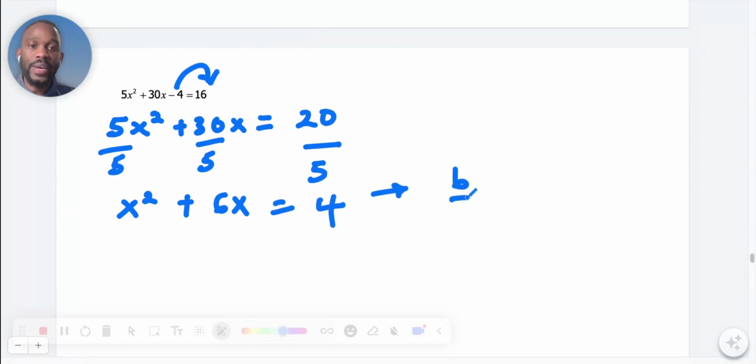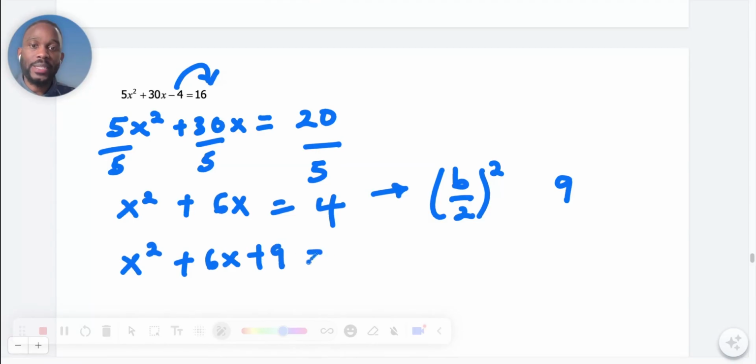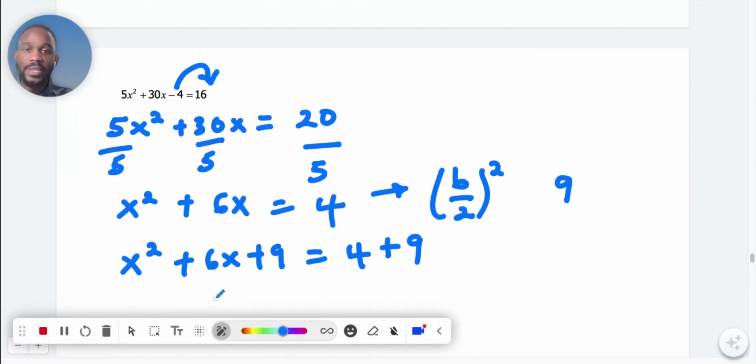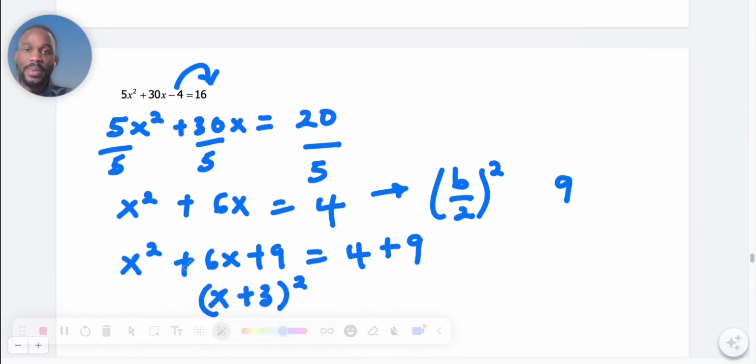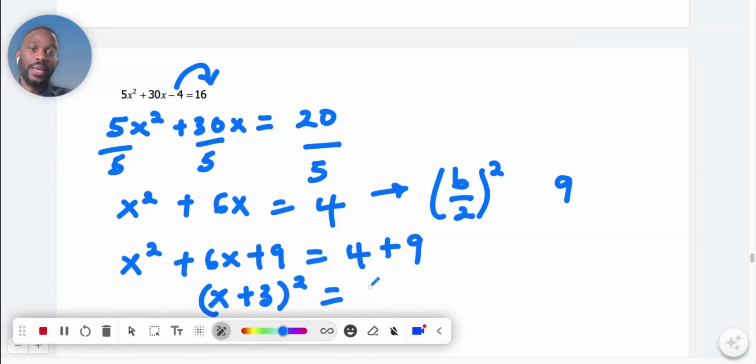Get b, divide by 2, and then square it. Remember, b is 6. 6 divided by 2 is 3. 3 squared is 9. So add it to both sides of the equation. So x squared plus 6x plus 9 is equal to 4 plus 9. All right, so this is a perfect square trinomial. So to factor this, it will be x plus 3 squared. You just get x plus half of b, and the right side gives me 13.